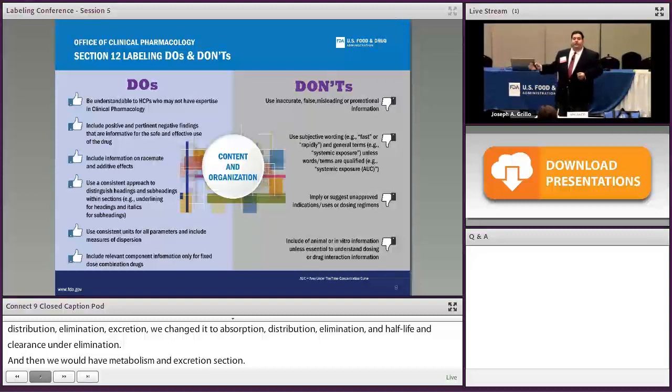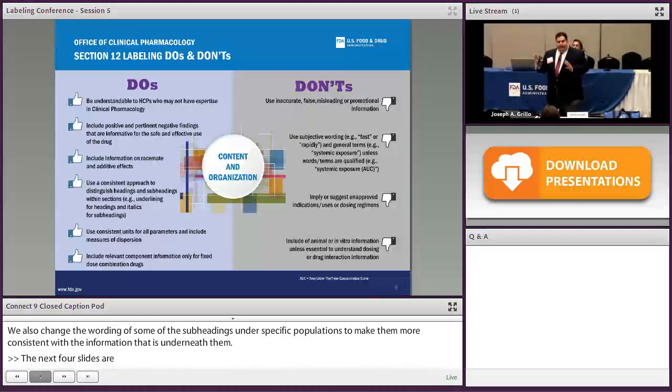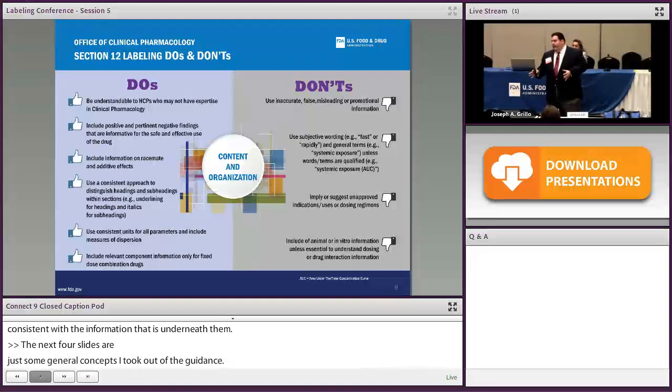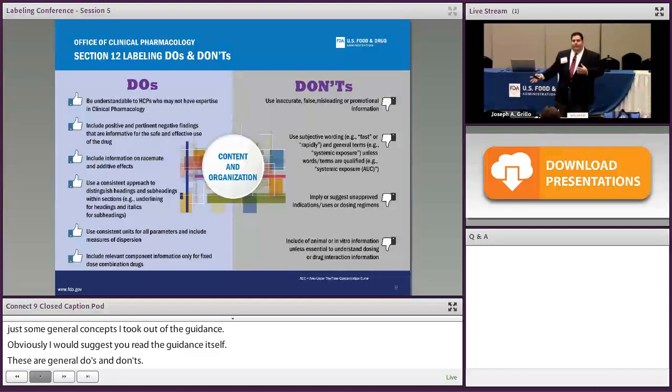So the next 4 slides are just some general concepts I took out of the guidance. Obviously, I would suggest you read the guidance itself so you understand all this information with the appropriate context around it. These are just, like I say, general do's and don'ts. There's obviously going to be times when there'll be exceptions, and those we can deal with on a case-by-case basis, but these are just some general things to think about.